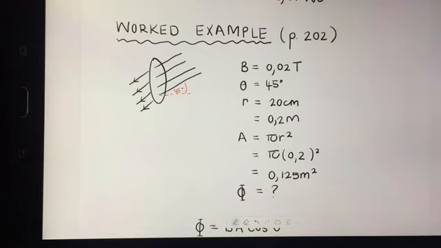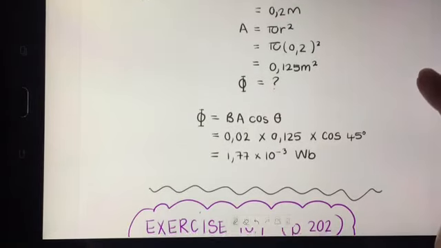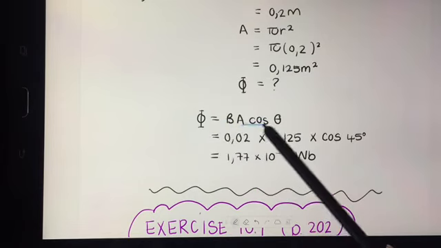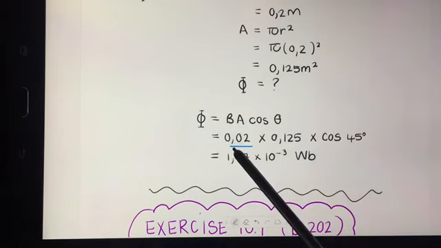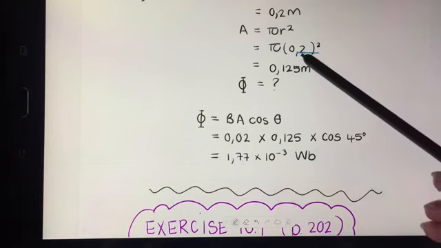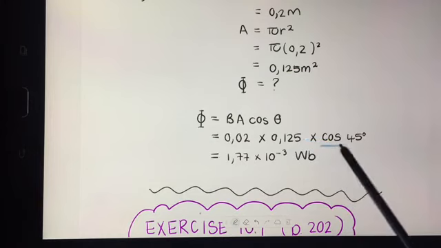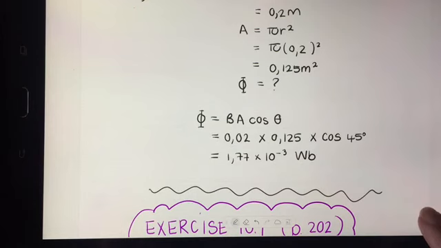And magnetic flux is what I want to calculate. So once again, magnetic flux is equal to BA cos theta, 0,02 times the area that I calculated, 0,125, times cos 45 degrees, and 1,77 times 10 to the power of negative 3 Weber is the answer. You don't have to write the answer in scientific notation. So if it's 0,00, then that's perfectly fine.